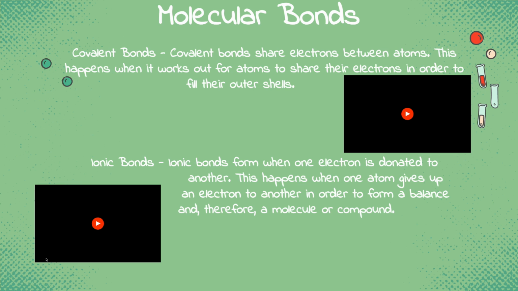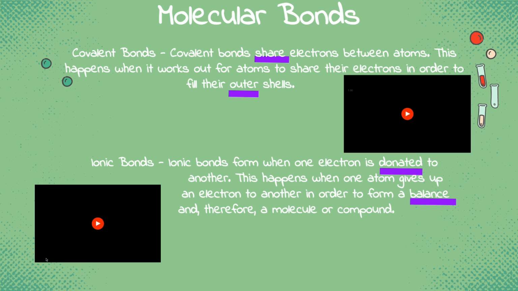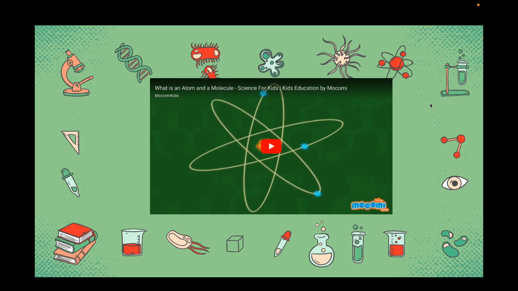Molecular bonds. Covalent bonds. Covalent bonds share electrons between atoms. This happens when it works out for atoms to share their electrons in order to fill their outer shells. Ionic bonds form when one electron is donated to another. This happens when one atom gives up an electron to another in order to form a balance, and therefore a molecule or compound. Watch this video clip.